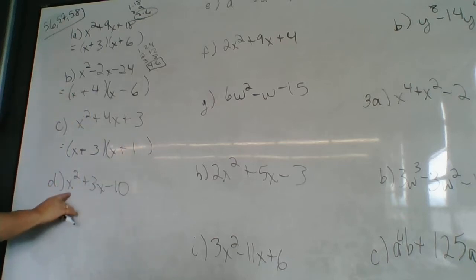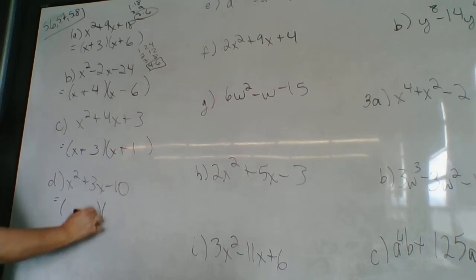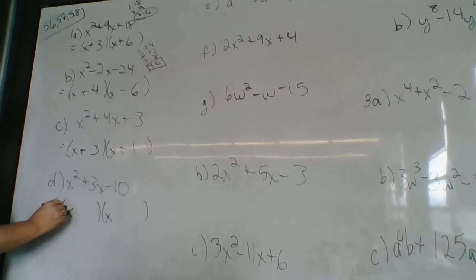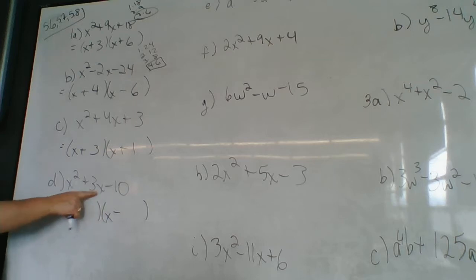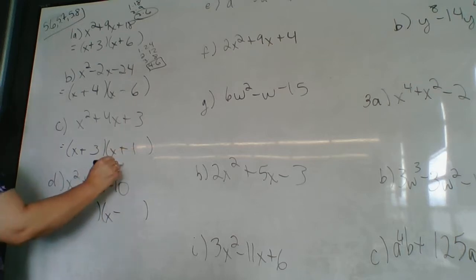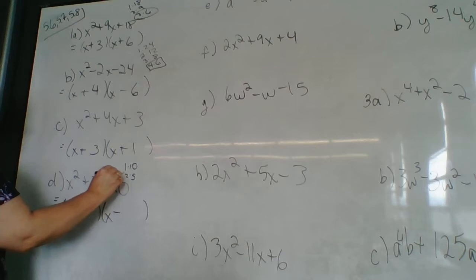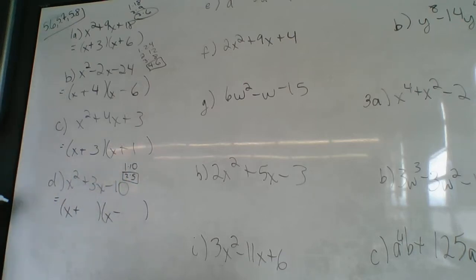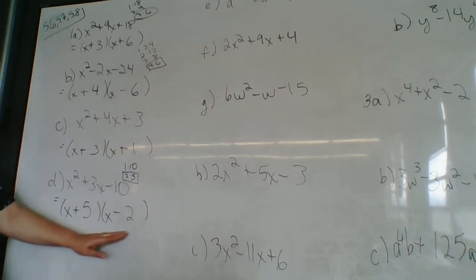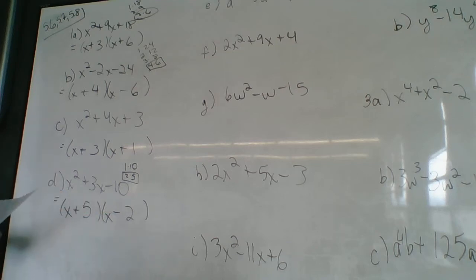Next one. None of these terms have anything in common. 2 parentheses. X is in the first slot. I have a negative 10, so my signs have to be opposite. What are the factors of 10 that subtract and give me a positive 3? You have 1 times 10 and 2 times 5. 2 times 5, if you subtract, you would get a 3. I need it to be a positive 3, so my big number, the 5, needs to be positive and the 2 negative. Let's try it. X squared minus 2x plus 5x is 3x. 5 times negative 2 is negative 10.